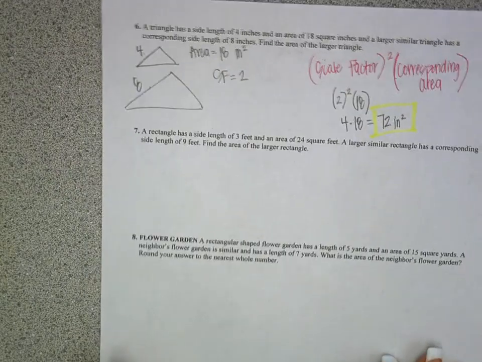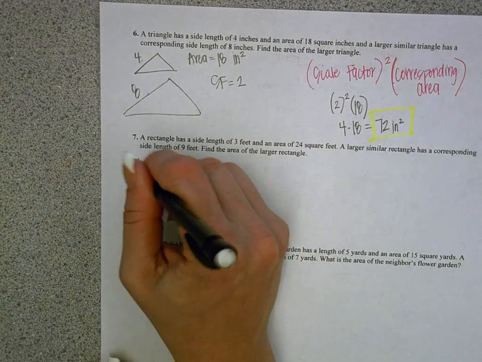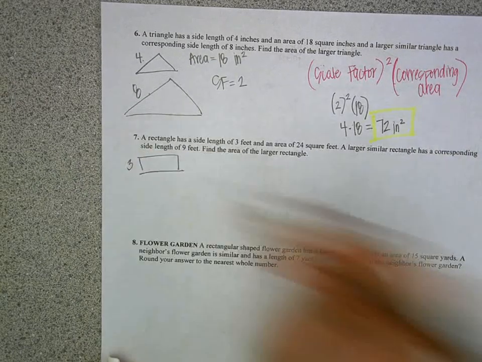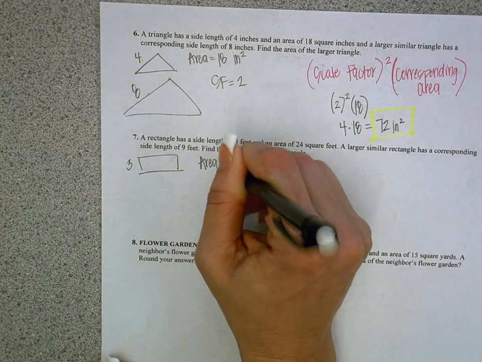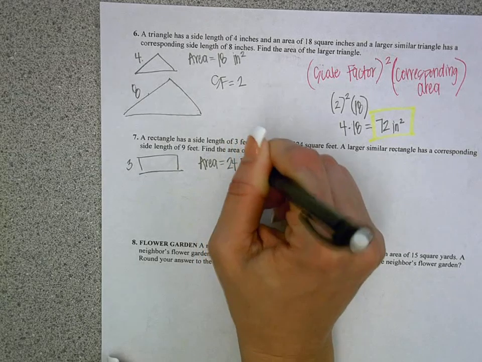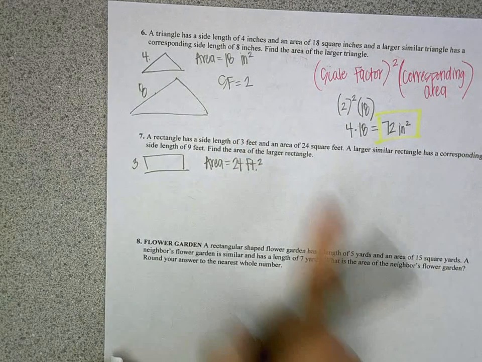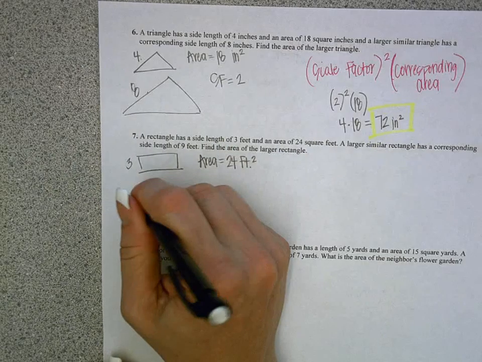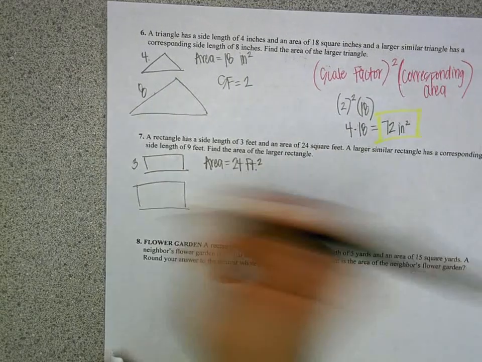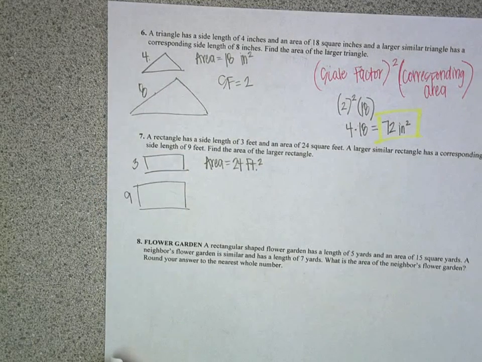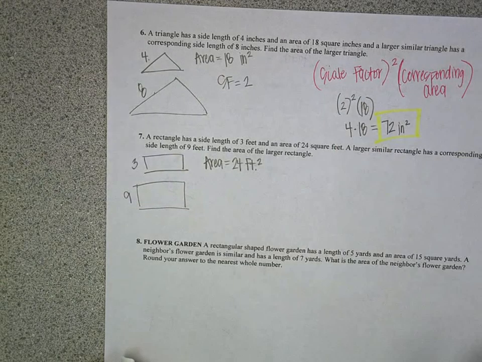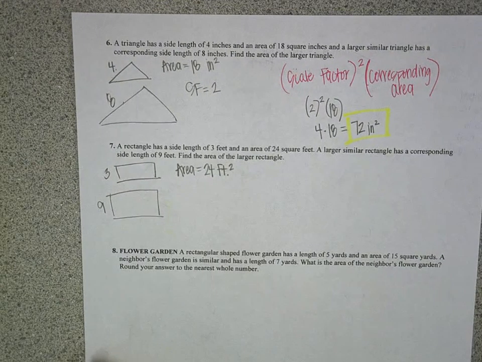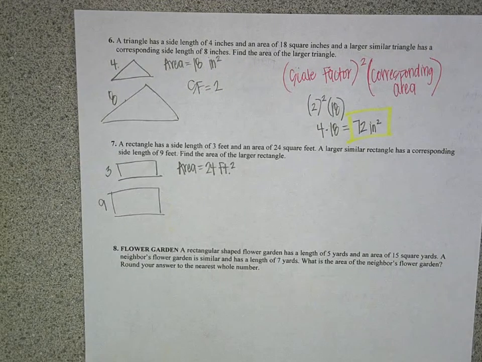Okay, let's try another one. A rectangle has a side length of 3 feet and an area of 24 square feet. So area is equal to 24 feet squared. A larger similar rectangle, and again, it has to be similar, has a side length of 9 feet. Find the area of the larger rectangle. So we're going to use that same formula. Scale factor squared multiplied by the corresponding area.